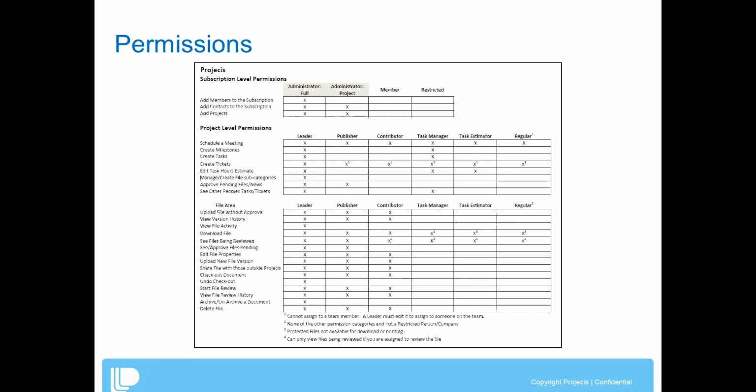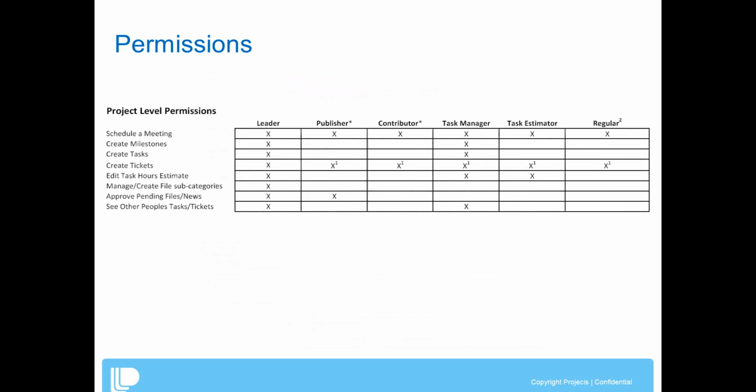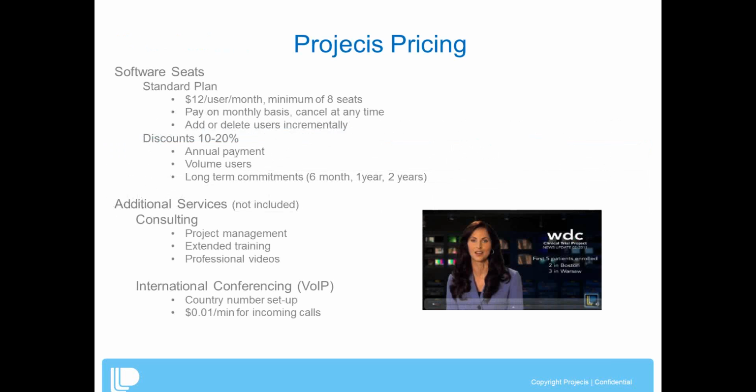There is a permissions area. There are a lot of different features and levels within the system and who can do what. But really the important part is focusing in this area and focusing on who can schedule a meeting and event. So meetings and events have the same level of permissions. Basically, anybody can schedule a meeting and anybody can schedule an event within Projecis. Okay. So that's really a take-home message there.